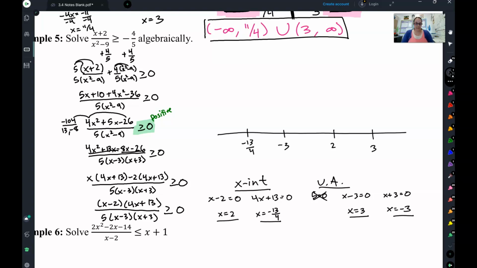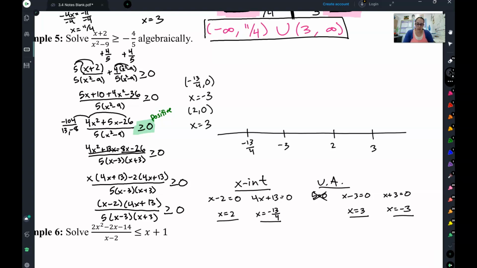Now I go over to the side. Negative 13/4 was an x-intercept, so I'm going to write that as a point. Negative 3 was a vertical asymptote, so it gets x equals. 2 was an x-intercept, so it gets a point. And positive 3 was a vertical asymptote, so it gets an x equals.